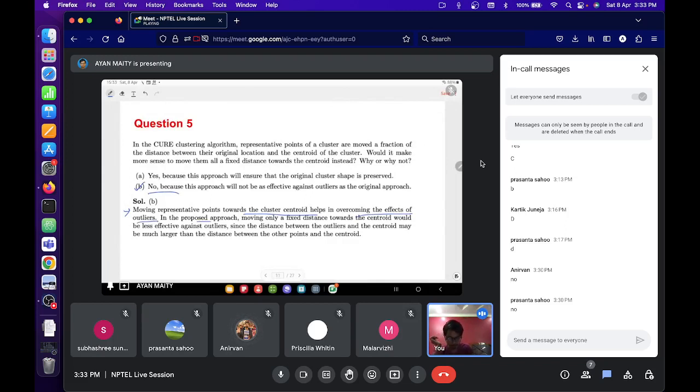In the proposed approach, moving only a fixed distance toward the centroid would be less effective against the outliers, since the distance between the outliers and the centroid may be much larger than the distance between the other points and the centroid. So it would be much less effective against the outliers, so it would not be better.